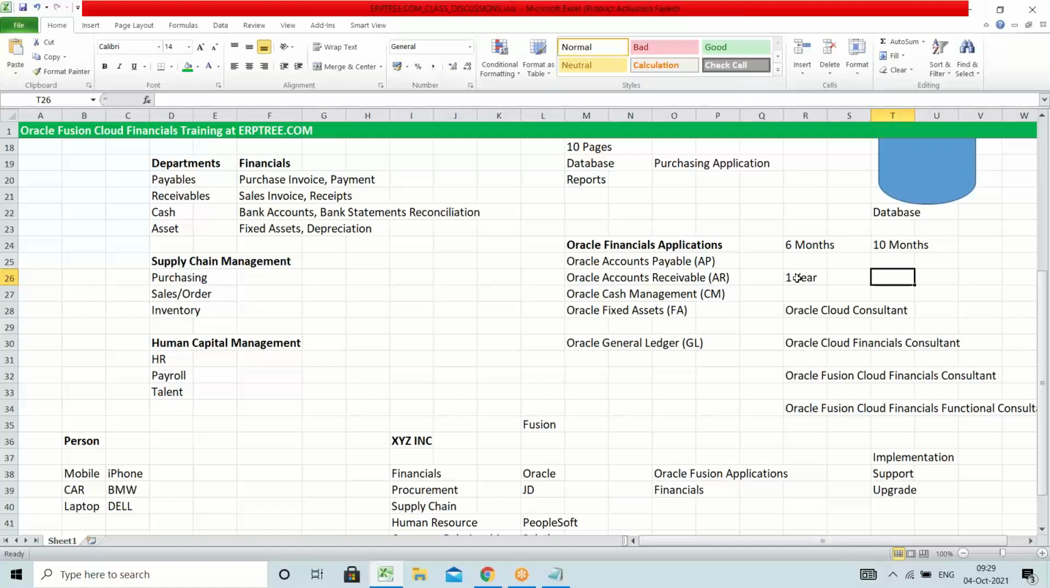Some clients go phase by phase. First, they'll do one country or two countries, and the duration may be 6 months or 10 months. After completing those 2 countries, they'll go for other countries, then one more country. This is how it may keep going on. Maybe they have operations in 100 countries. For a 100-country implementation, you can guess how much time it will take. Maybe 5, 10, 15, 20 years also.